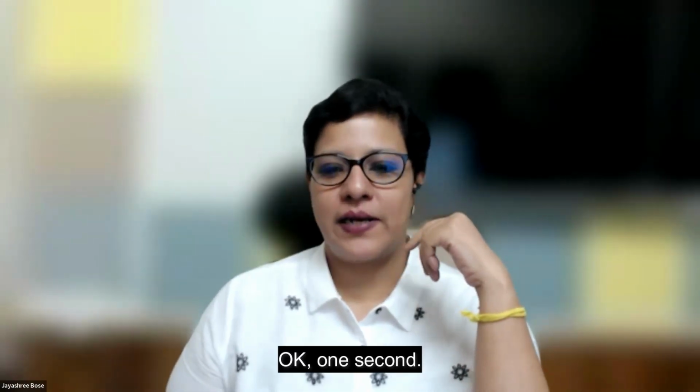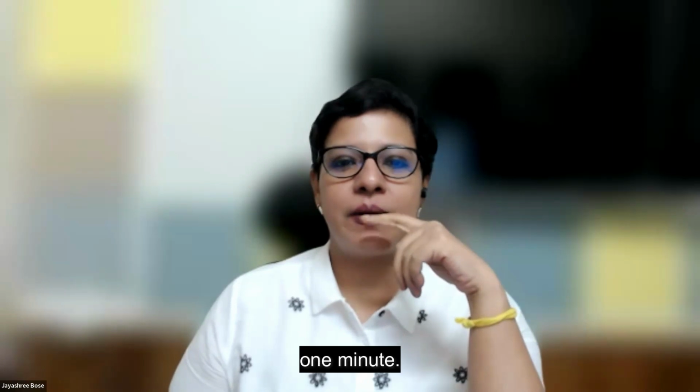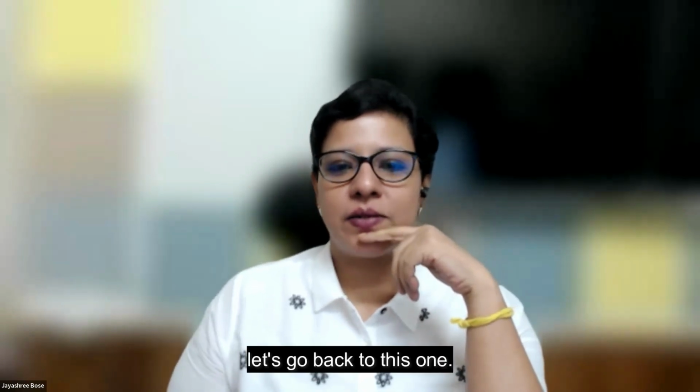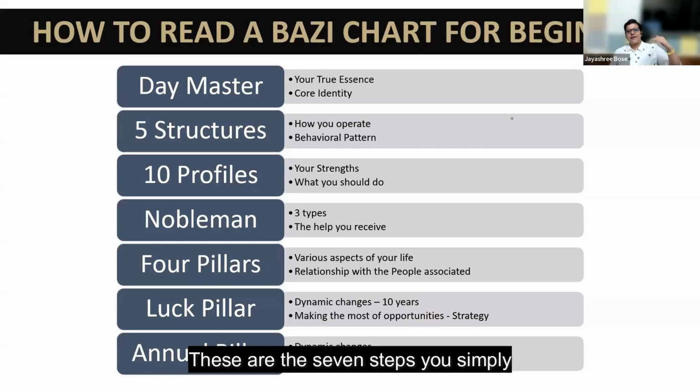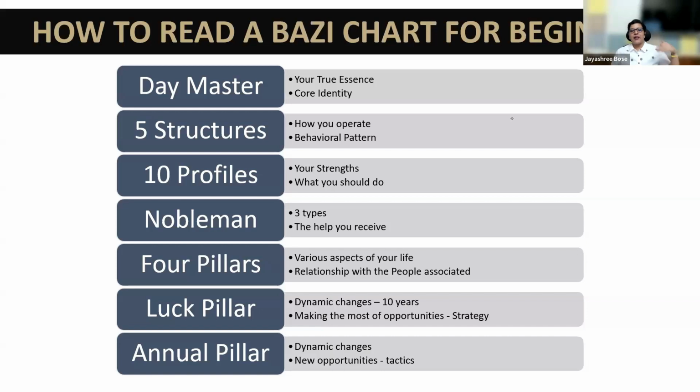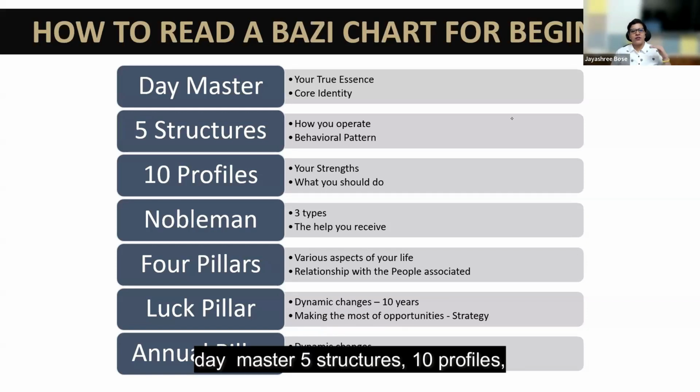One second, I'll stop share. So let's go back to this one. Is everybody clear on how you can do your beginner's BaZi chart reading? These are the 7 steps you simply follow: the day master, 5 structures, 10 profiles, nobleman, 4 pillars, luck pillar, and annual pillar.